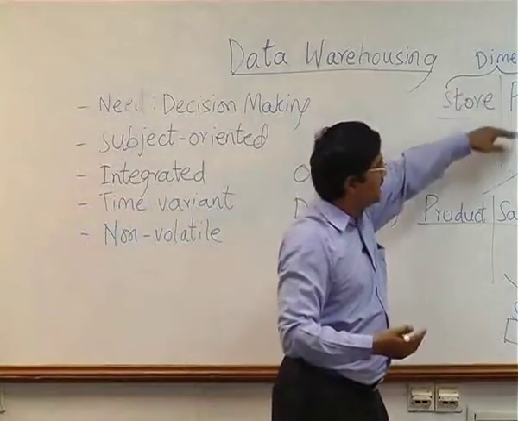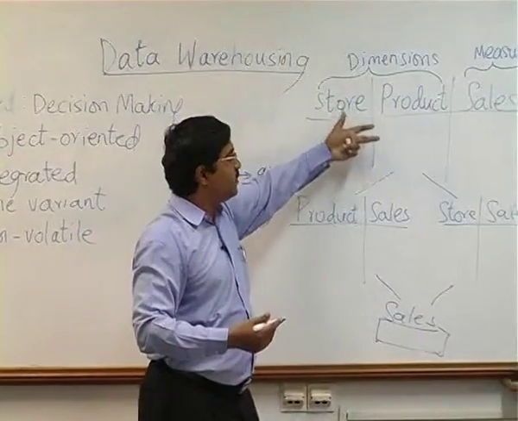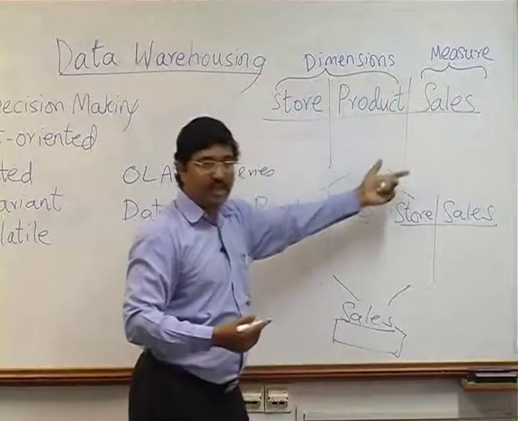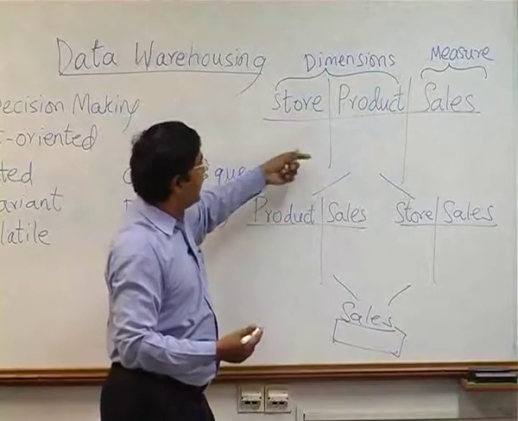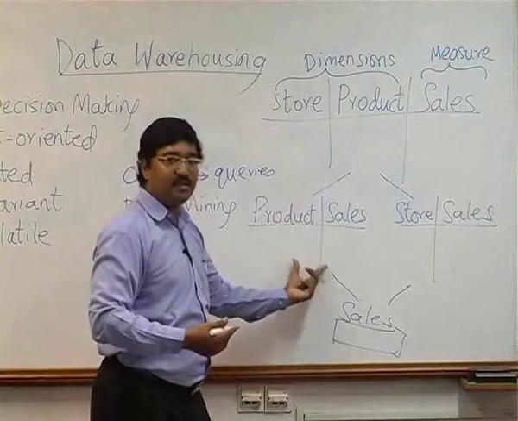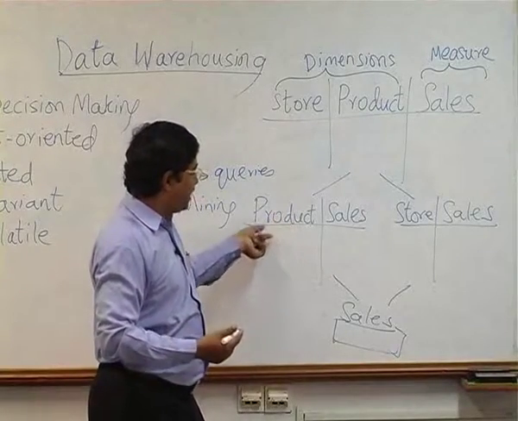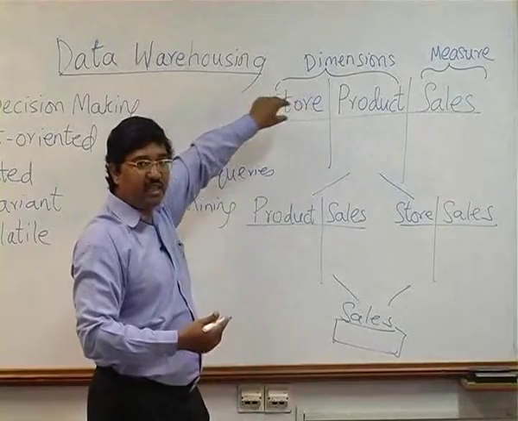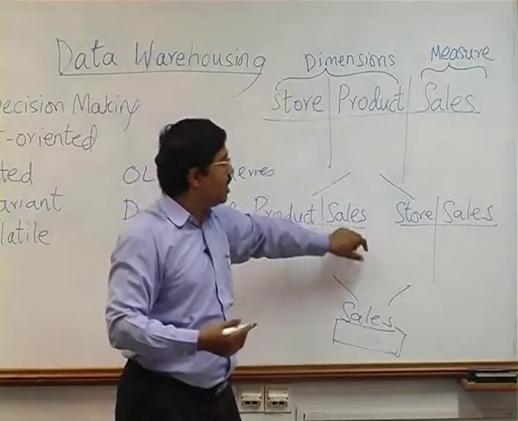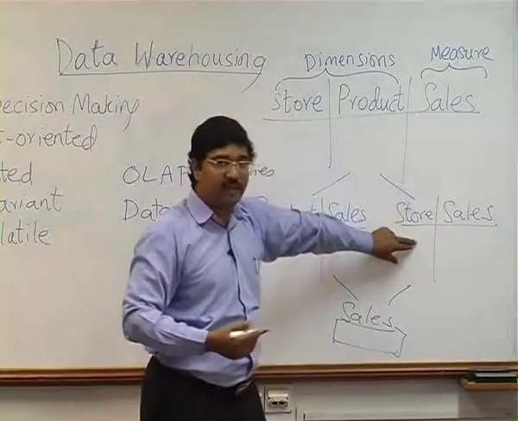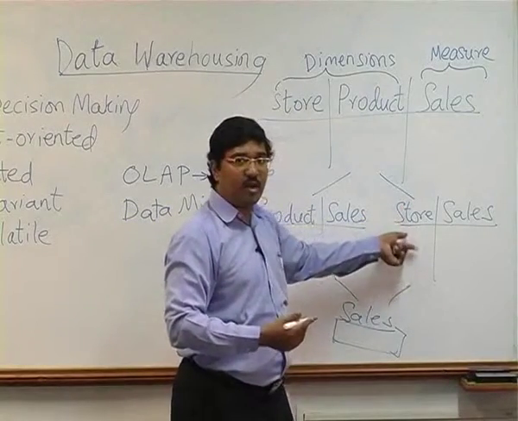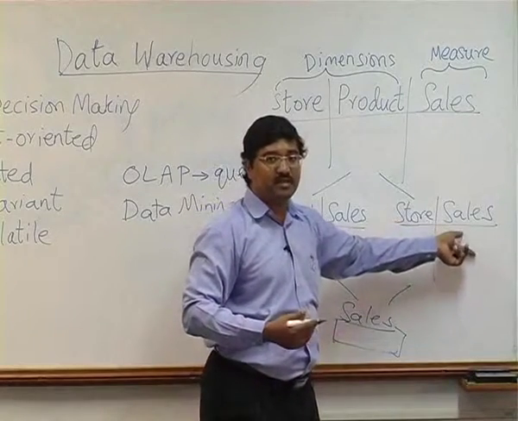For example, suppose the data warehouse consists of these dimensions and these measures. Given a table like this, you can actually aggregate it based on store, and you get this kind of table where, for a product, you are aggregating over the stores. So across all the stores for a given product, what is the total sales? Or you can aggregate based on product and get this kind of table. Here you are aggregating for a given store across all the products. For all the products, what is the total amount of sales that is there?